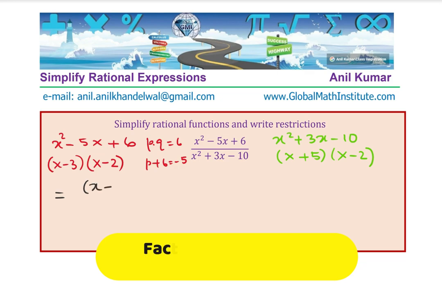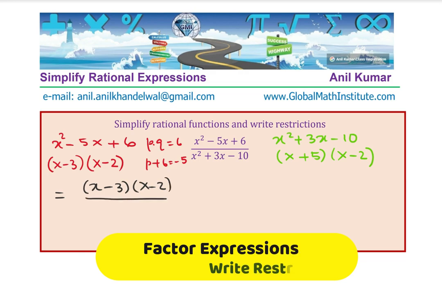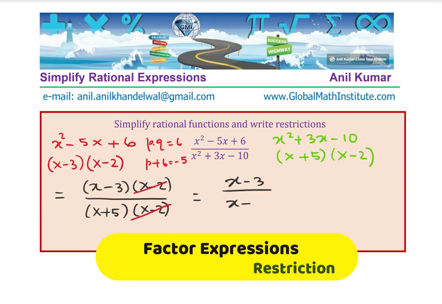and we can say the expression here is the numerator x minus 3 times x minus 2 and the denominator as x plus 5 times x minus 2. Now you see, you could cancel x minus 2 and x minus 2 to simplify. And once you cancel, you can rewrite this as x minus 3 over x plus 5, correct?